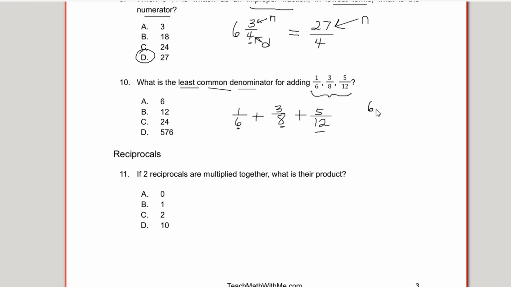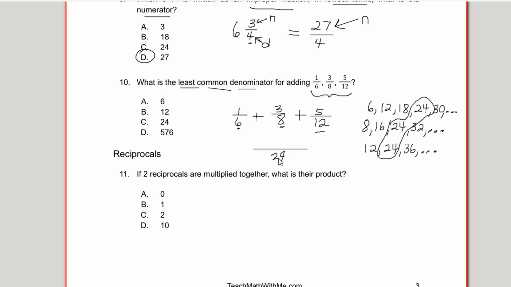We could roll off some multiples of 6: 12, 18, 24, 30. Our multiples go on and on. For 8, we have 8, 16, 24, 32, and it continues on. And for 12, we have 12, 24, 36. But do you see a number that is in all three of these? We do have the 24. So if we were going to add all these up, we would get a common denominator of 24, and that is answer choice C.